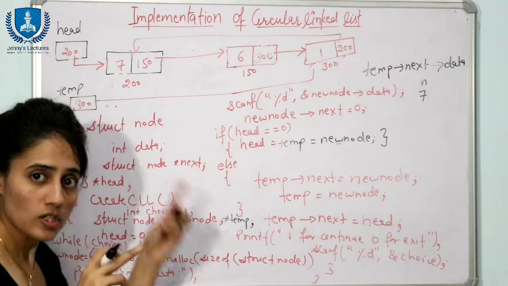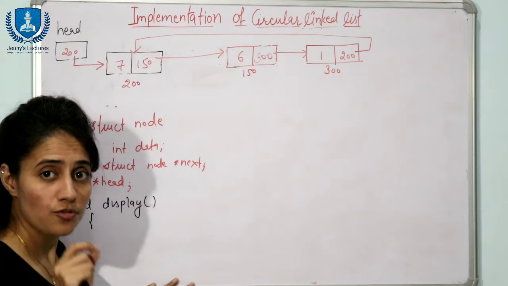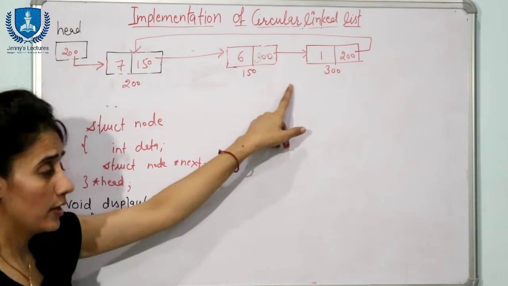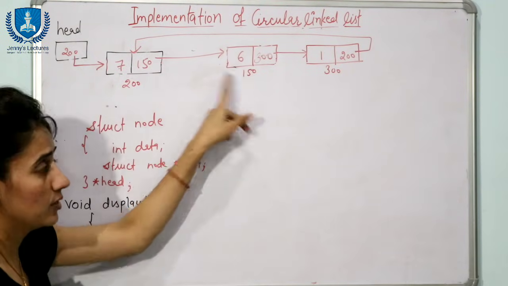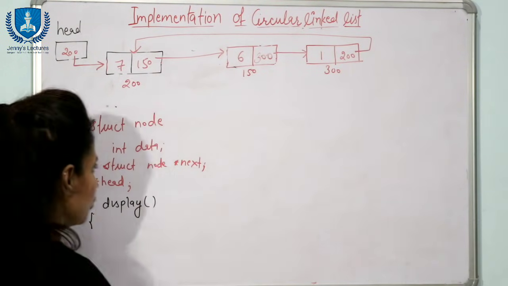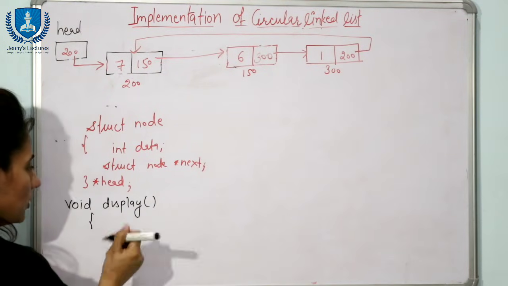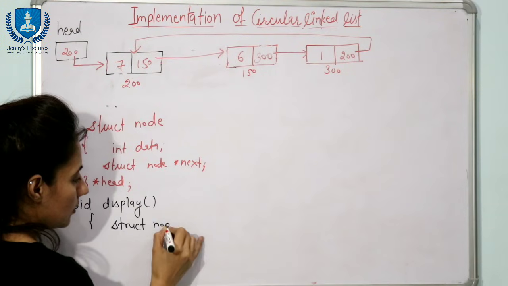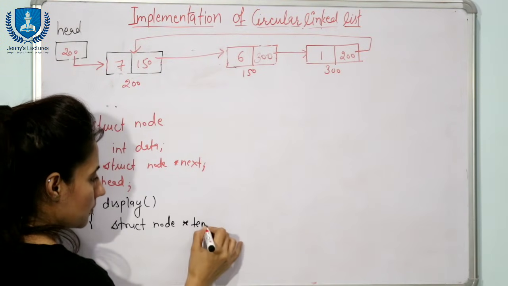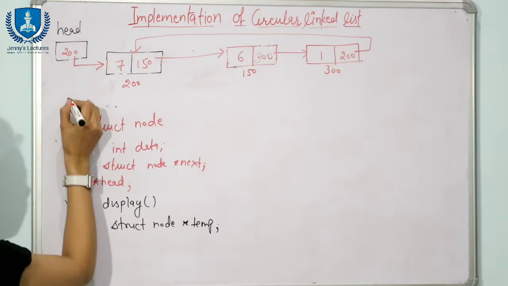So now we will see how to display this circular linked list. For traversing this list from here to here, or you can say for displaying the data, obviously we need a pointer because we cannot move head, we need another pointer, right? So now this is the function we are going to define, and here I want to take another pointer, that is temp. Using temp we are going to traverse, right?